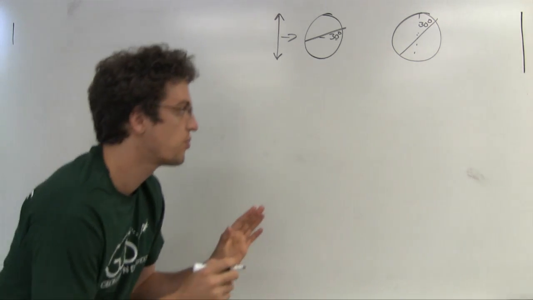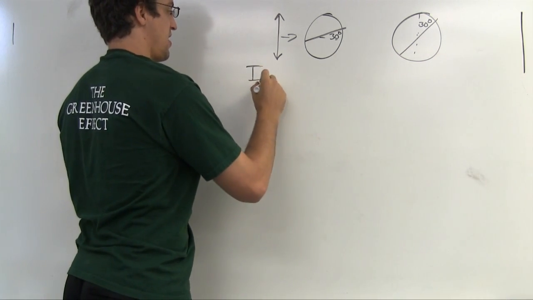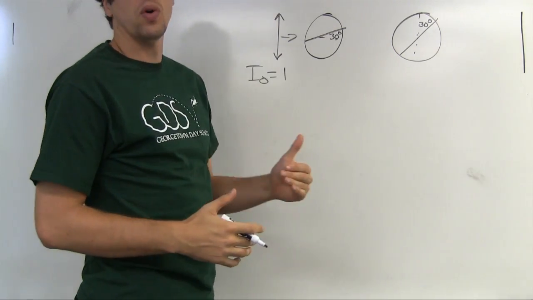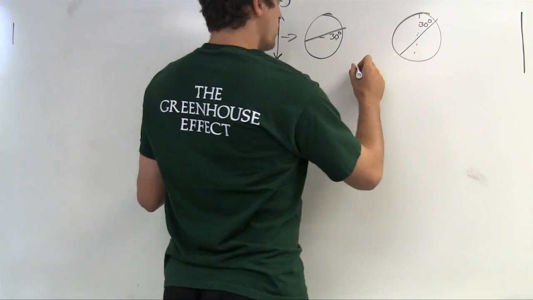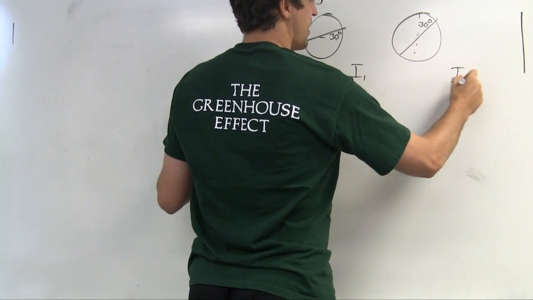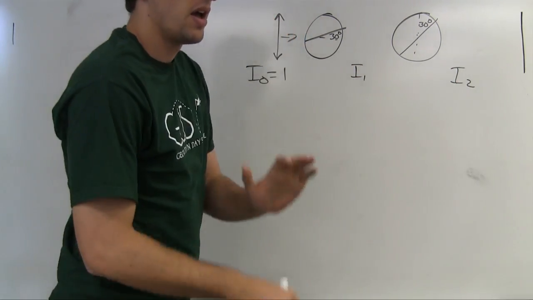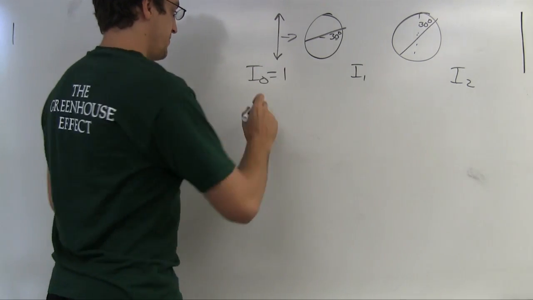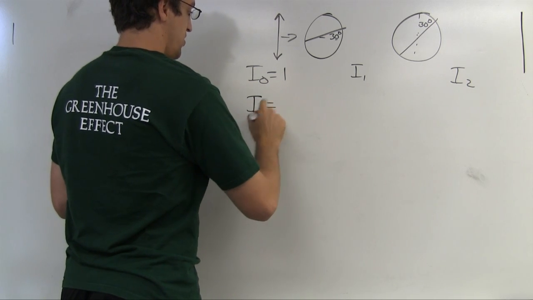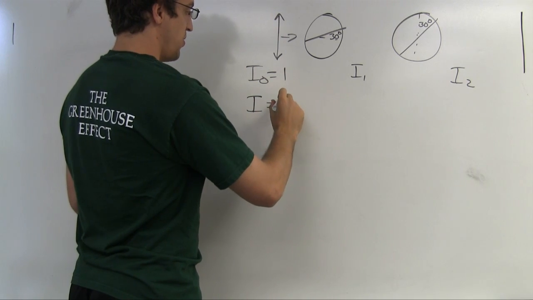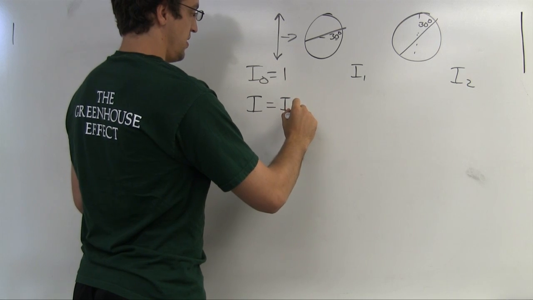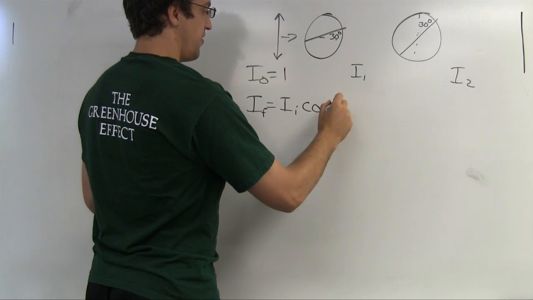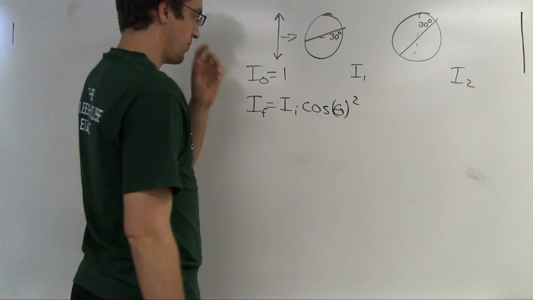Because we're looking at a fraction problem, we're going to say I naught equals 1. Anytime it asks you for a fraction answer, assume that the original was 1. In between, we'll call that I1, and as it comes out the back, we'll call it I2. Now, the equation for going through polarized filters is that the output, I final, is equal to the input, I initial, times cosine of theta squared.